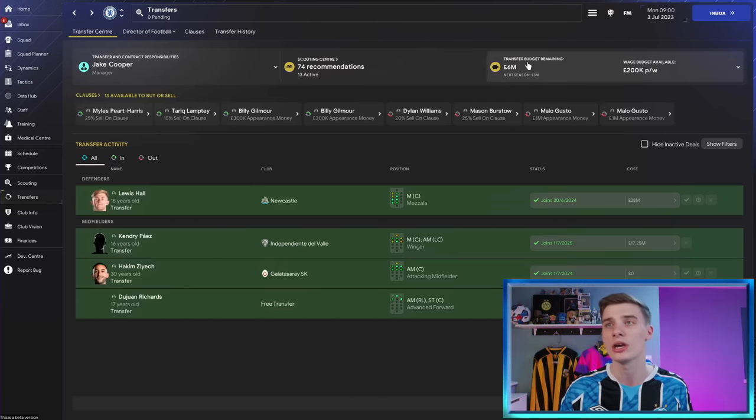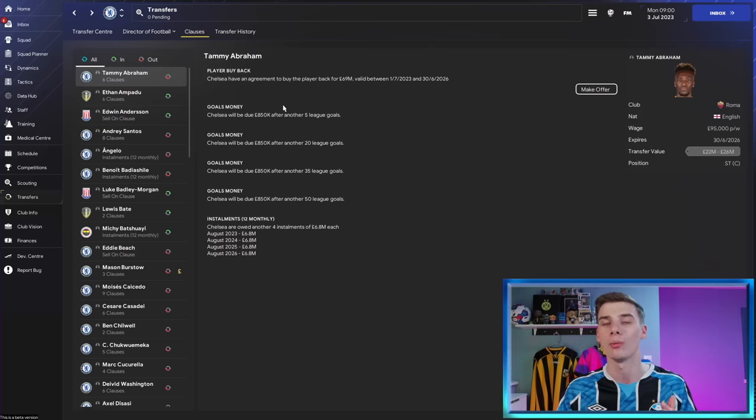So we're here with Chelsea. We've got £6 million in the transfer budget, 200k in the wage budget, and we're going to make some quick cash by going to the transfers clauses page. Now, this is dependent on what team you are. Some teams will have clauses to sell, some won't.